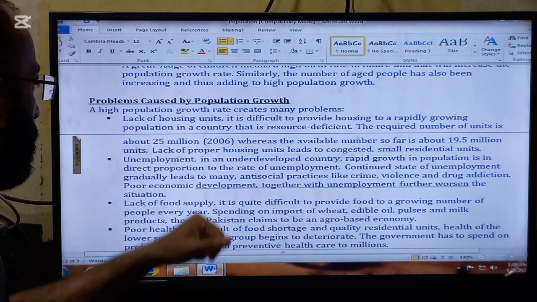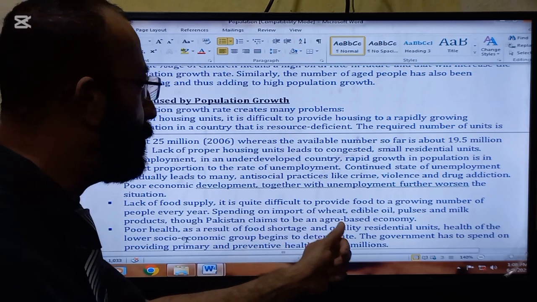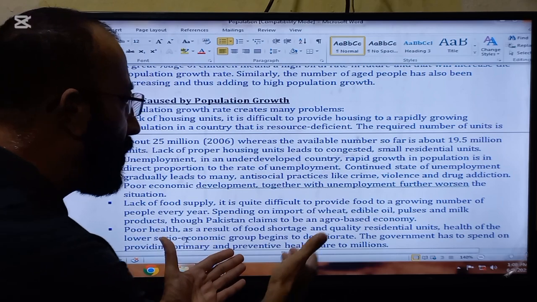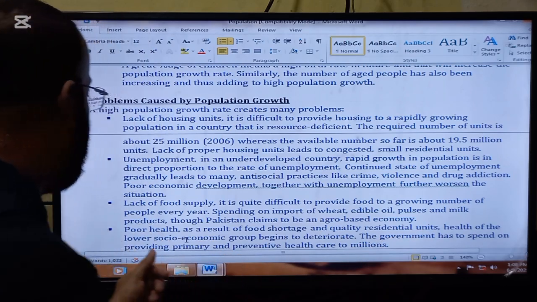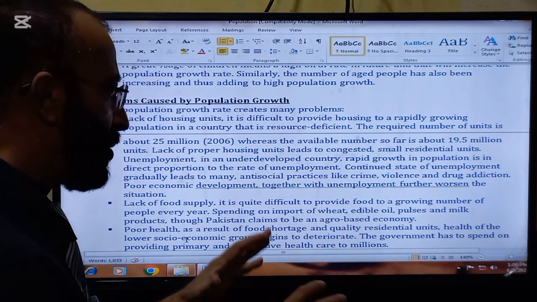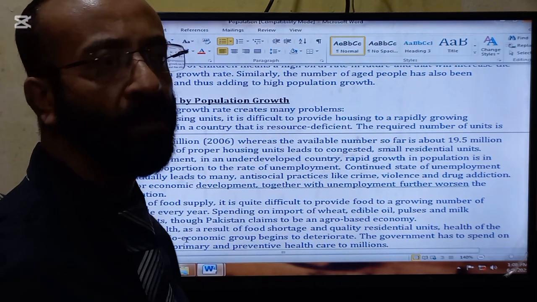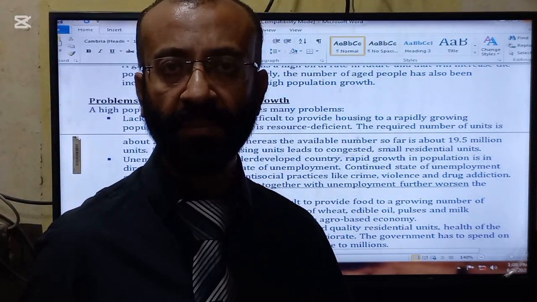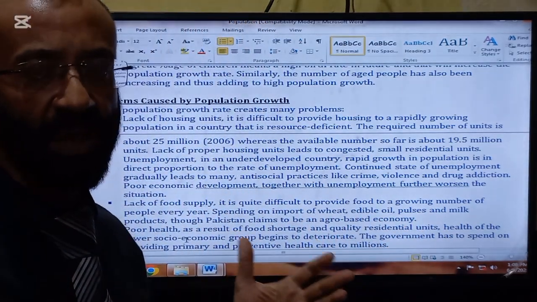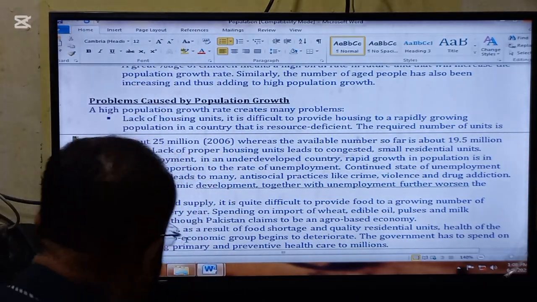The next problem of high population growth rate is lack of food supply. It is quite difficult to provide food to a growing number of people every year. Spending on import of wheat, edible oil, pulses, and milk products, though Pakistan claims to be an agro-based economy. So this is another problem of high population growth rate. We are not able to provide good food to every person, so they are facing food deficiency. So stunted growth is there. This is another problem of high population growth rate.